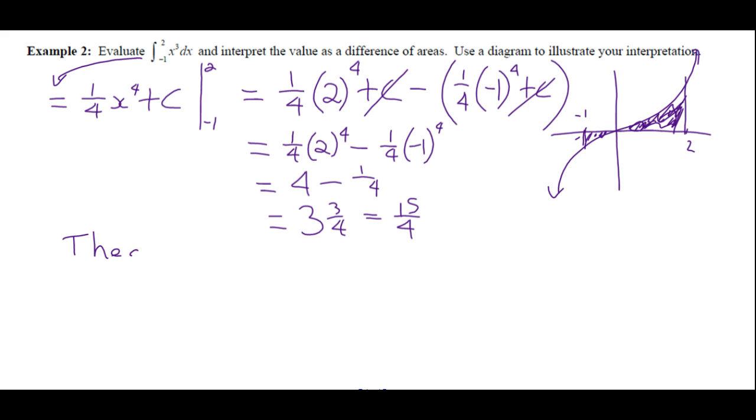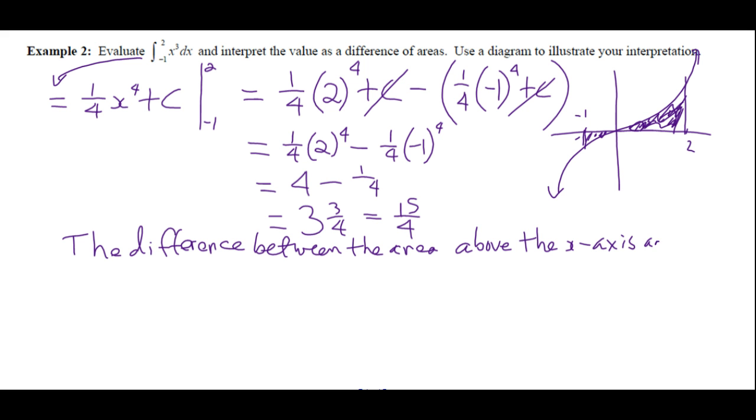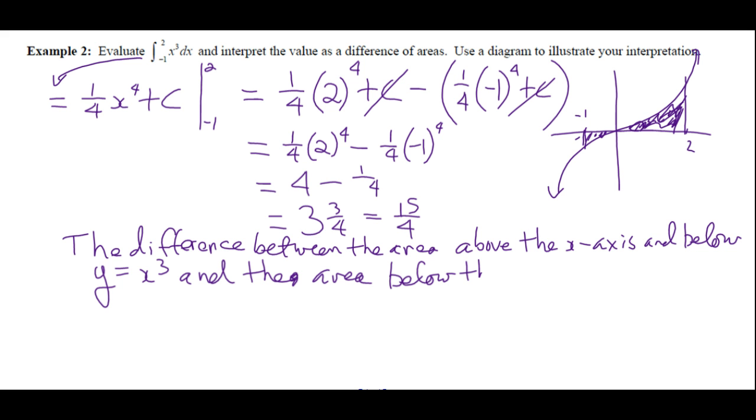The difference between the area above the x-axis and below y equals x cubed, and the area below the x-axis and above y equals x cubed is 15 over 4.